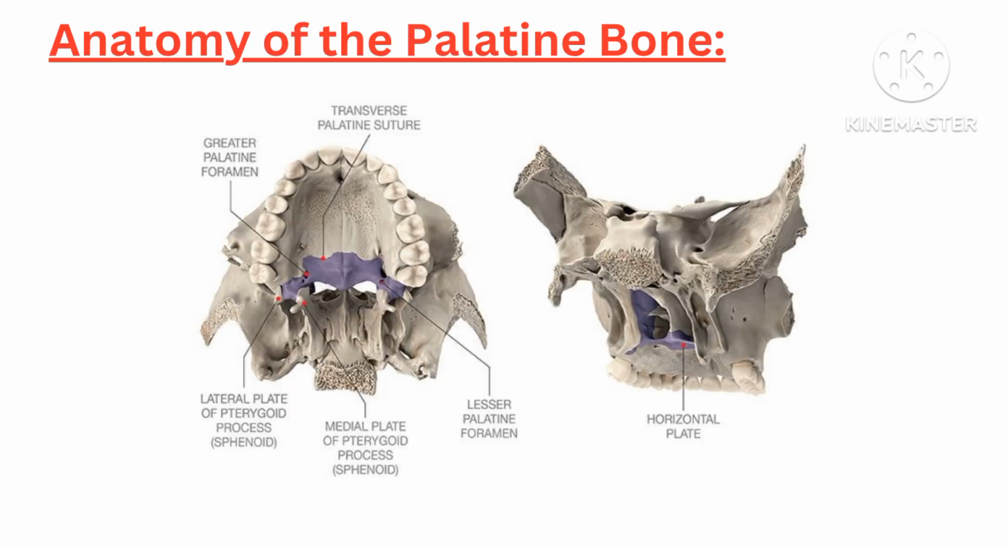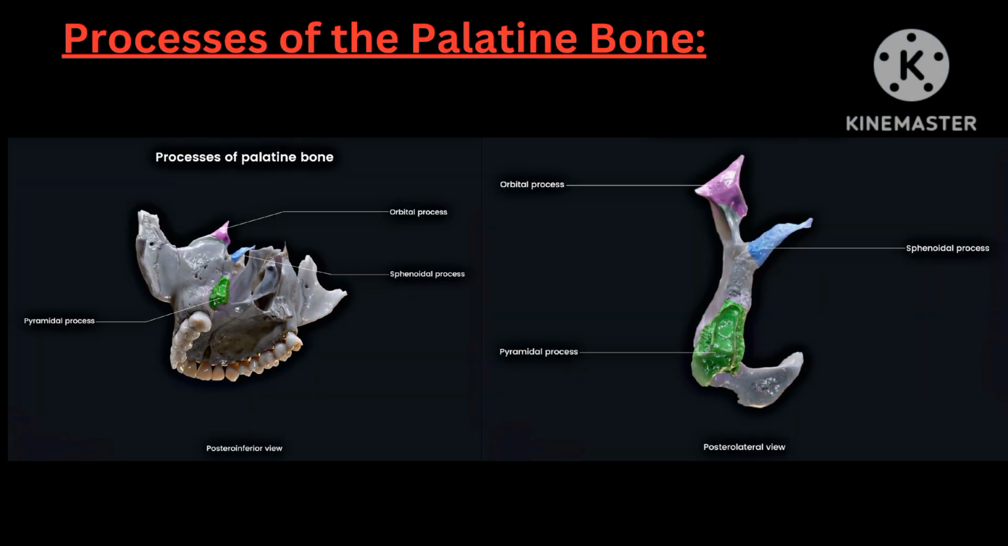Anatomy of the palatine bone. Each palatine bone consists of 2 plates and 3 processes. Here we can see it in anterior, posterior, medial and lateral view. Processes of the palatine bone are: pyramidal process, which projects laterally and fits into the pterygoid fossa of the sphenoid bone.